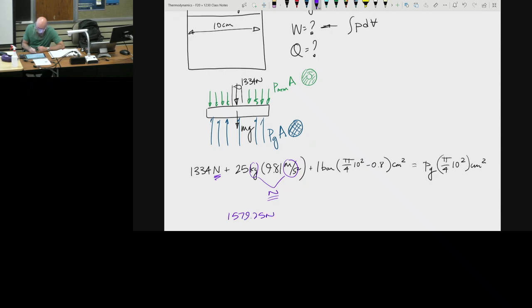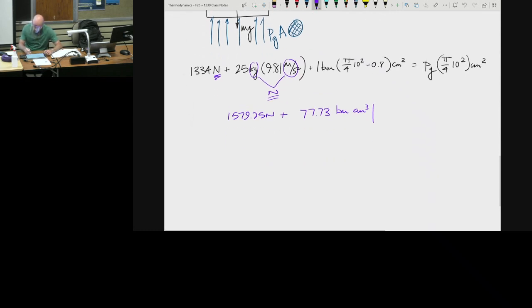1,579.25 newtons. Okay. Then plus, let's see what this is going to be. Pi over 4 times 10 squared minus 0.8. This is going to give me 77.73 bar centimeters cubed. And I have to say, how do I get that into the right units? Well, I know that 1 bar is 10 squared kilopascals. Okay, 100 kilopascals is 1 bar.